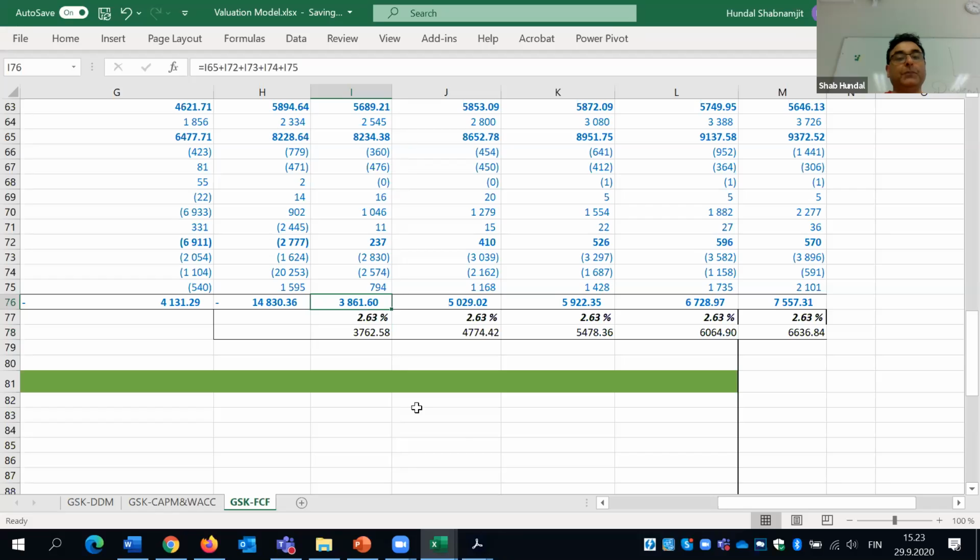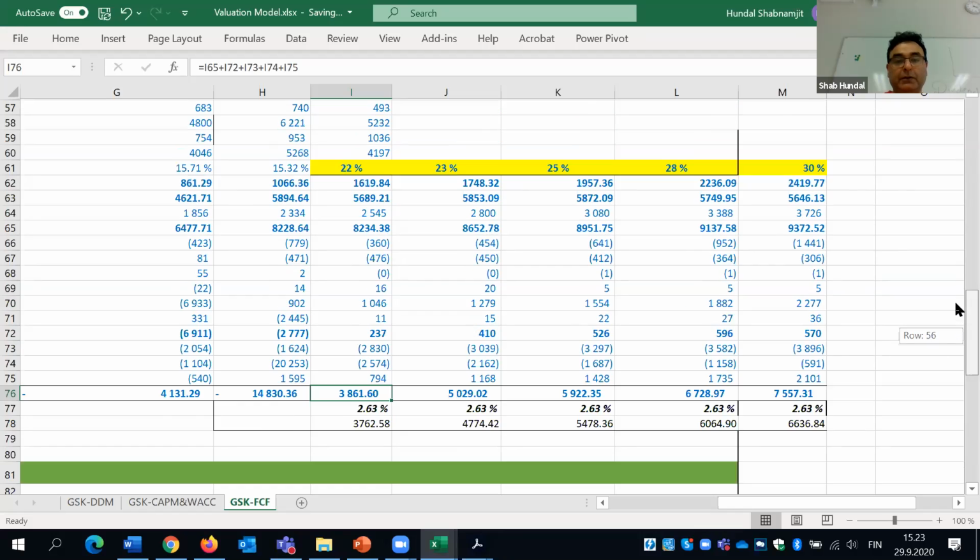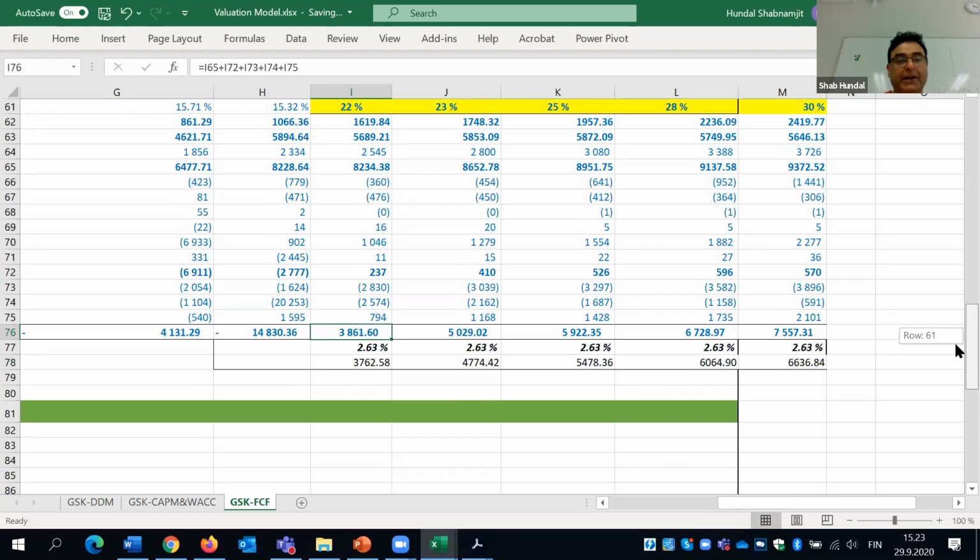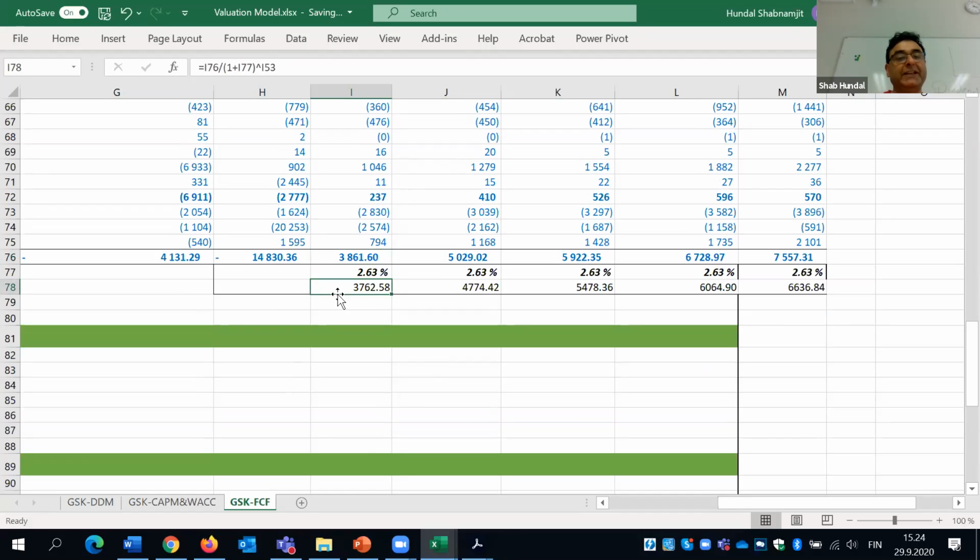So a cash flow which you get, 3861 in the year 2020, is worth 3762 in the year 2019. And the cash flow which you get as 7557 in 2024 is worth 6636 in 2019, because I'm using 2019 as a base year, even though in reality we are in 2020, but I pretend that 2020 is not complete yet. So please be careful about it.